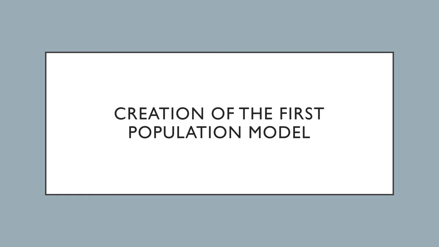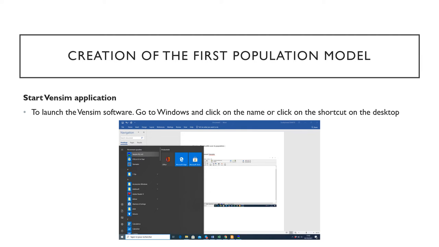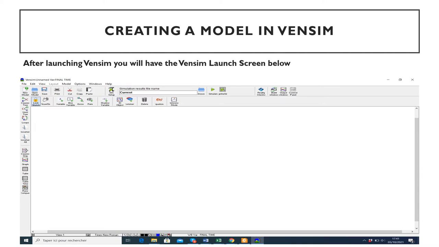We will now go ahead to create our first population model. To start the VentSim application, you have to launch the VentSim software. You go to Windows and click on the name or click on the shortcut on the desktop. Launching VentSim, you will see the VentSim launch screen below.